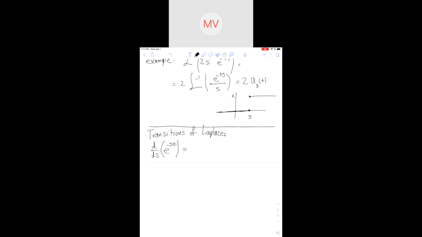Will u of t always be that same piecewise function? Yes. I mean, in this case, called a step function.